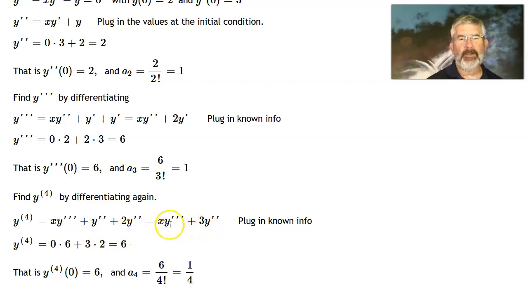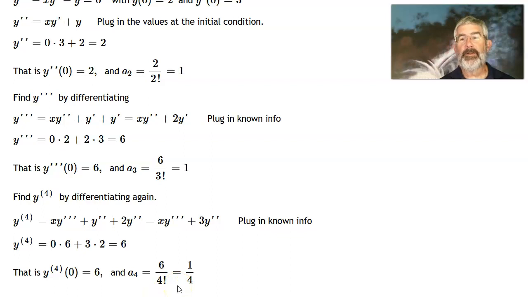Sorry, x is 0. I calculated that y triple prime was 6, and y double prime we calculated earlier was 2. So there's the 6, there's the 2, and there's the x equals 0 plugged in, and here I get that the fourth derivative at 0 is 6. And so a4 is 6 divided by 4 factorial, which happens to be 1/4.